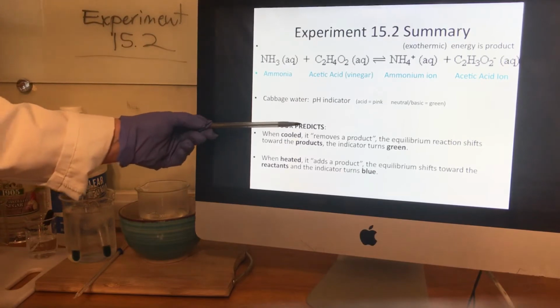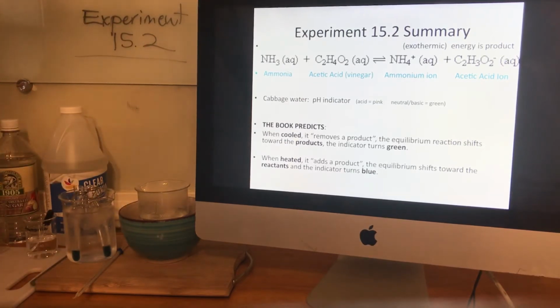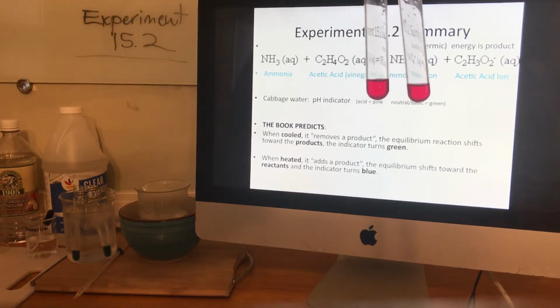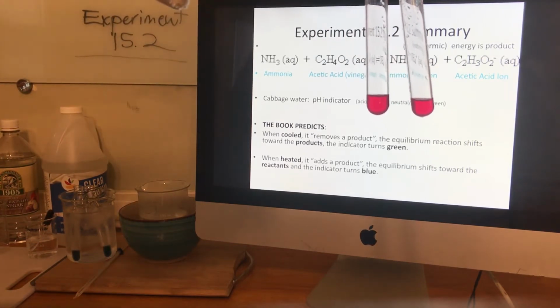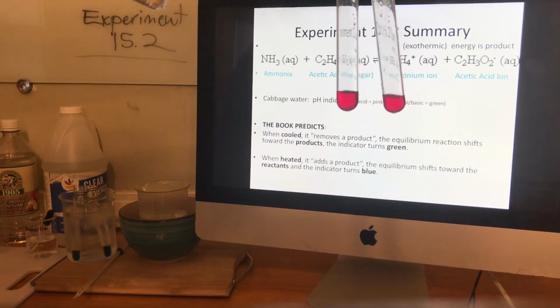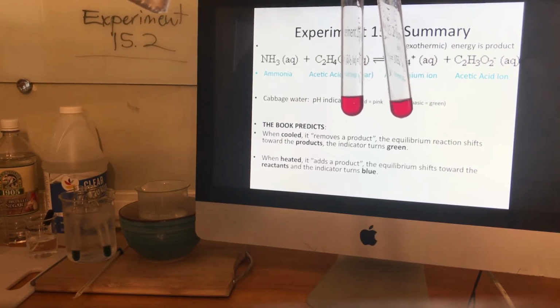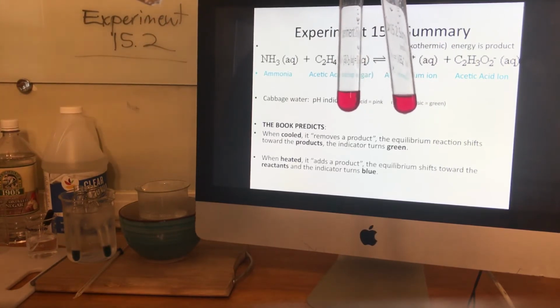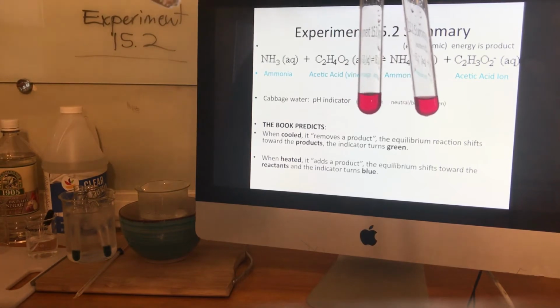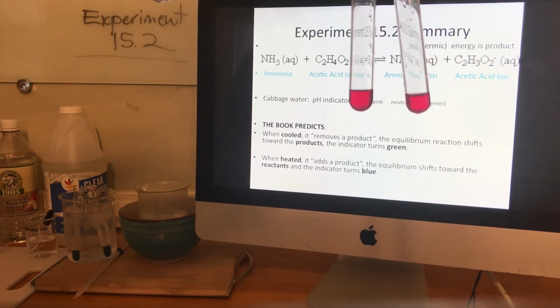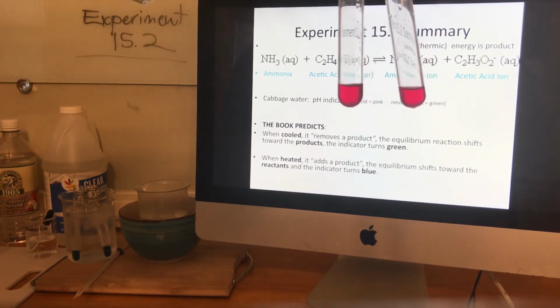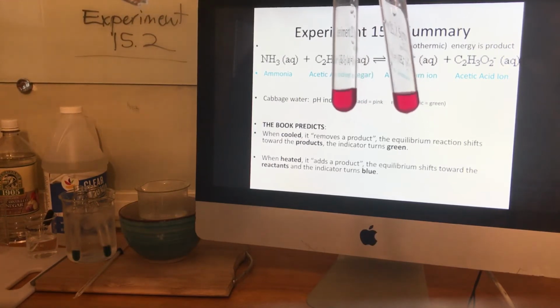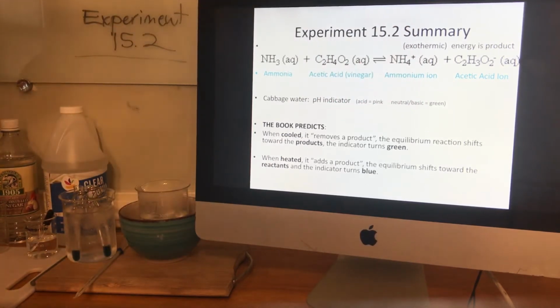So we're going to be working with two samples. Just to show you here, this is the initial part of the reaction. I've put two reagents in this. I put the cabbage indicator, and then I put 20 drops, and then 15 drops of vinegar, which would have the acetic acid, and that's why it's so very pink.